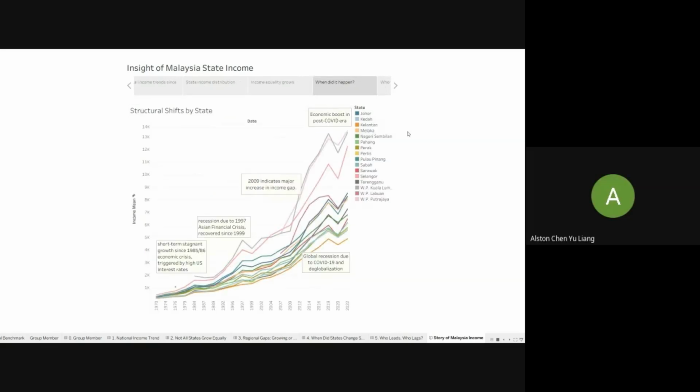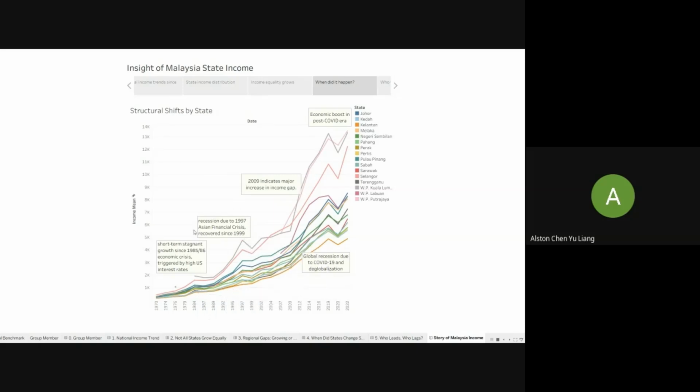All right, then let's move on to the timeline of when it happened. We'll look from 1970 until 2022. From the start, you can see it's quite slow due to the economic crisis since independence and also the formation of Malaysia, triggered by the high US interest rate. It was very hard for us to do dealings with other countries, as at that time the US dollar was still the basis of the majority of international trade.